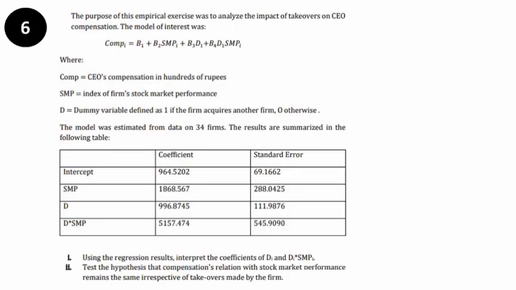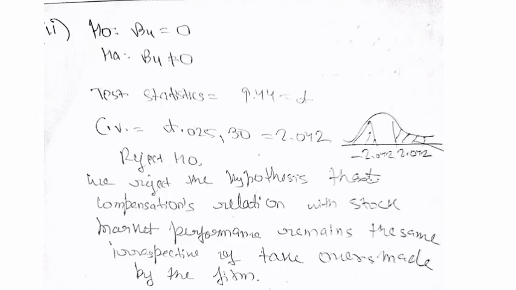The last question is from the chapter of dummy variables. Here we have to first interpret the coefficients of DI and DI into stock market performance variable, and also to test the hypothesis that the compensation's relation with stock market performance remains the same irrespective of takeovers by the firm. So here we have first interpreted, and here we have checked for the statistical significance of interaction dummy variable.